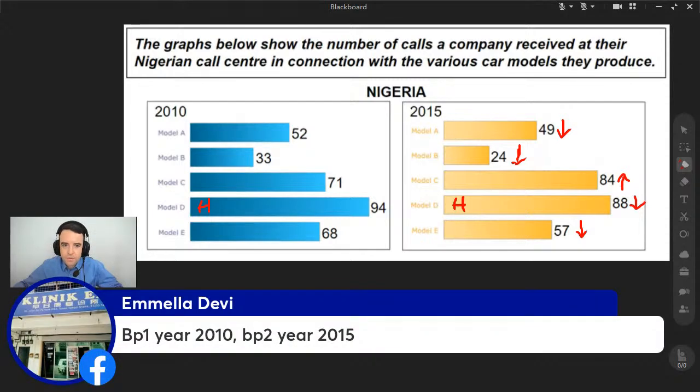Amila, no. If you go 2010 in one and 2015 in the other, you're not really comparing the categories. It's important that you make comparisons. So I would break it down into three categories, three of the car models in one paragraph and two of the car models in the other paragraph.